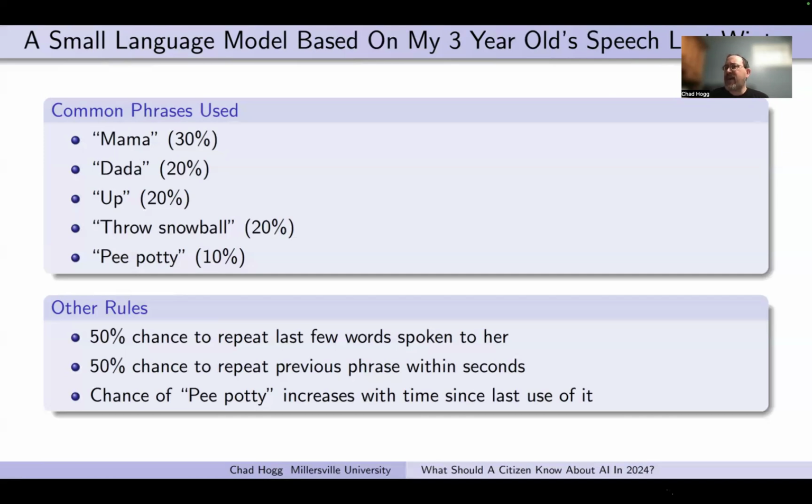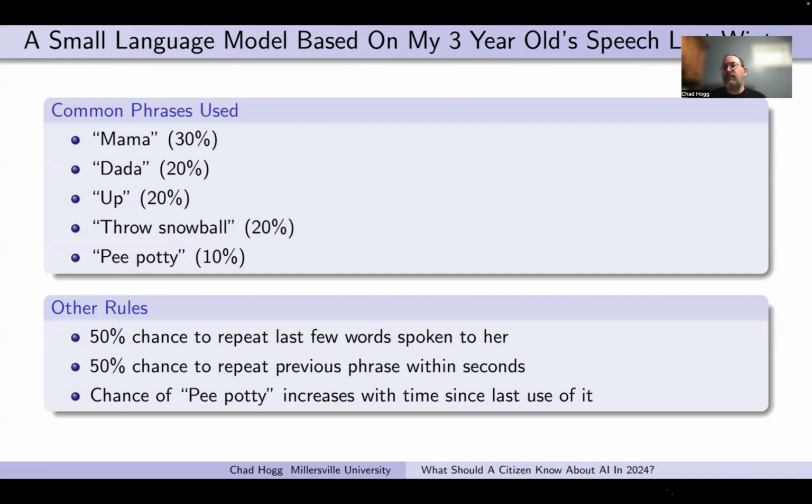Just based on that information alone, I could come up with a computer program that tries to simulate sounding like my daughter as a 3-year-old. 30% of the time, it would say mama. 20% of the time, it would say dada. 20% of the time, it would say throw snowball. And if somebody handed me a bunch of pieces of paper with, here are things your daughter said, and here are things that the computer program wrote, I probably wouldn't be able to tell them apart.